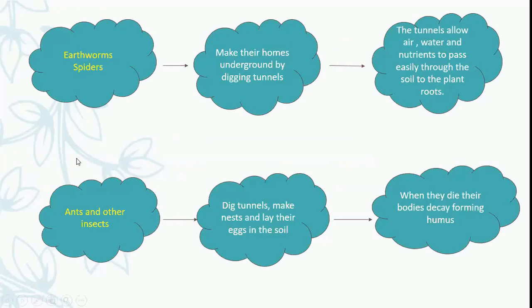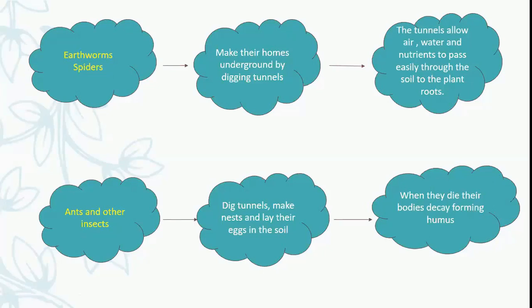Earthworms, spiders, ants, and other insects. What about earthworms and spiders? Earthworms and spiders, they make their homes underground by digging tunnels. They dig tunnels in what? In the soil to make their homes. These tunnels have another importance. What is the importance of the tunnel? The tunnels allow air and water and the nutrients to pass easily through the soil to the plant roots.